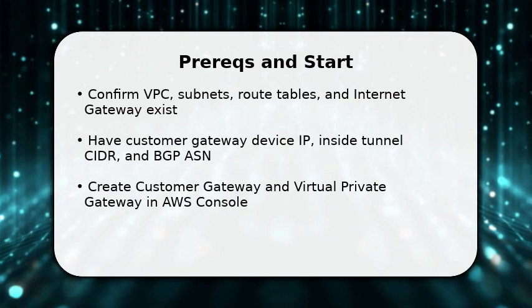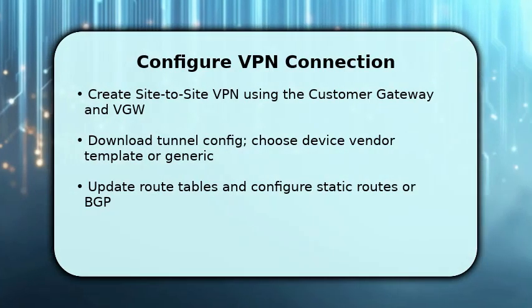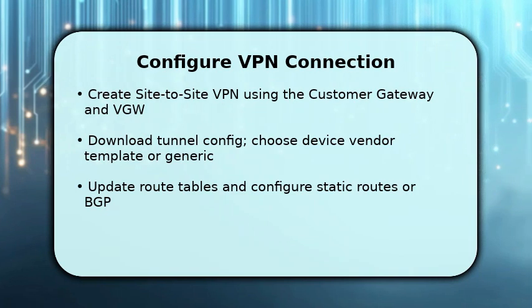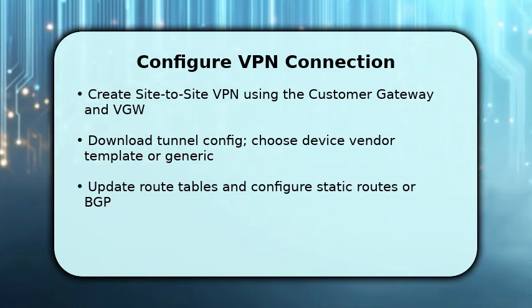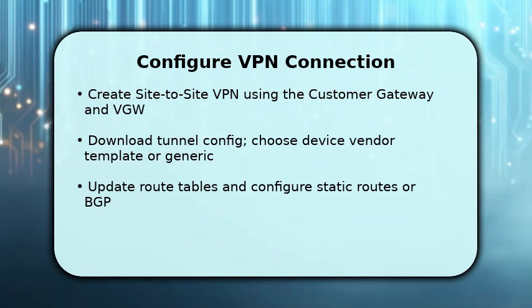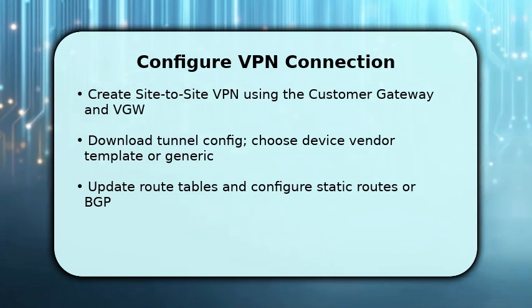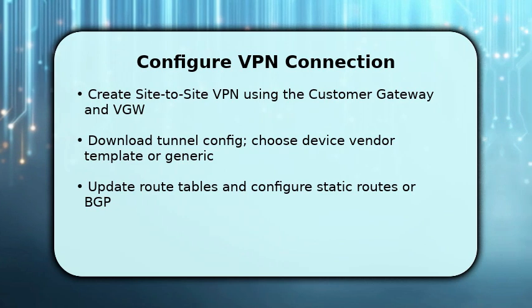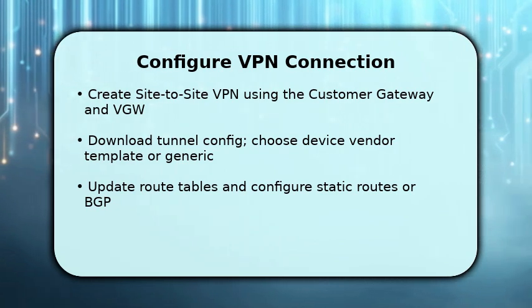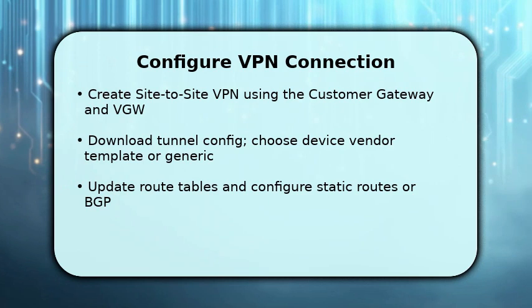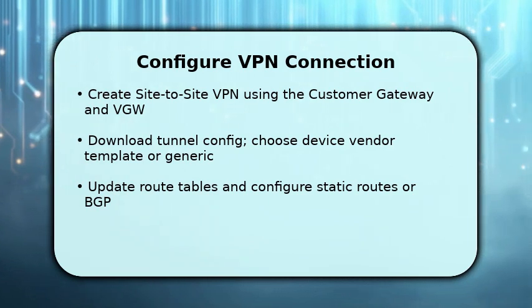Now create the site-to-site VPN resource linking the customer gateway and virtual private gateway, and choose static routing or BGP. Pick BGP if you need dynamic failover. After creation, download the tunnel configuration for your device. Pick the vendor template when available to avoid manual errors.